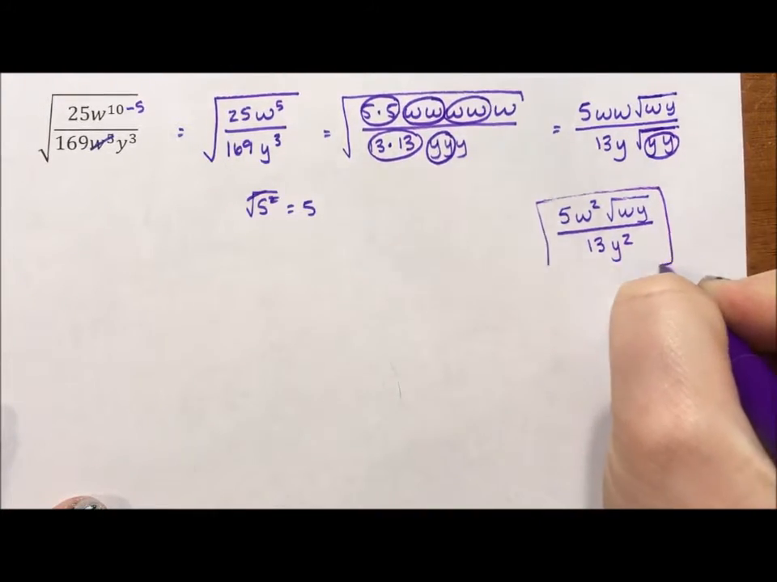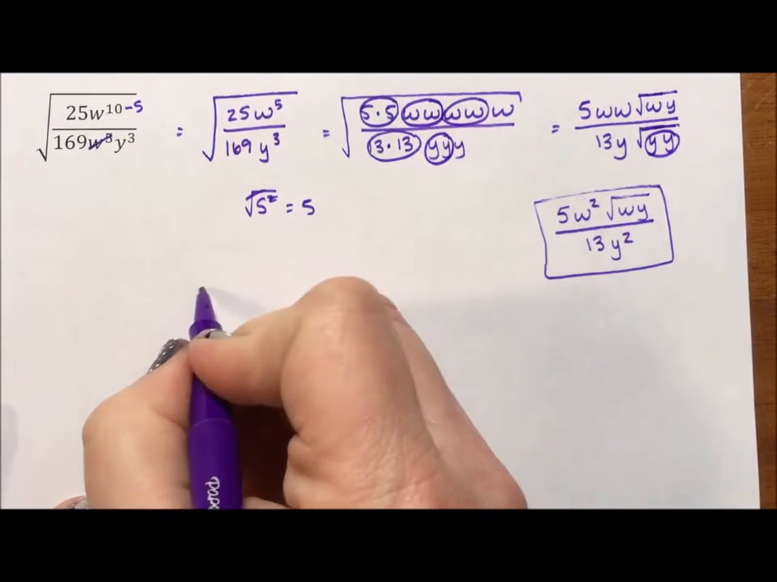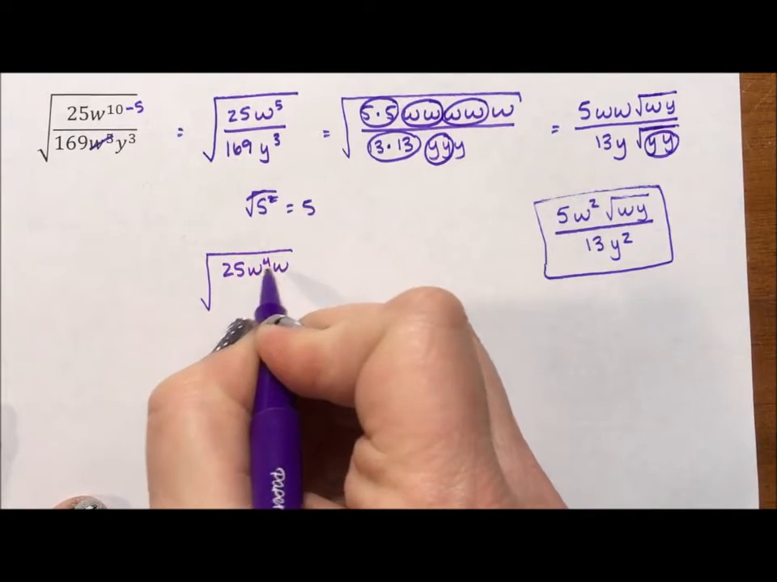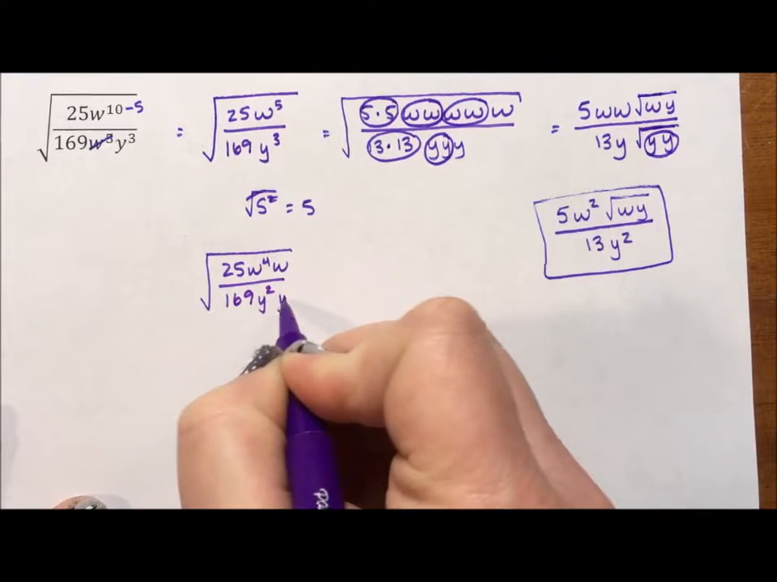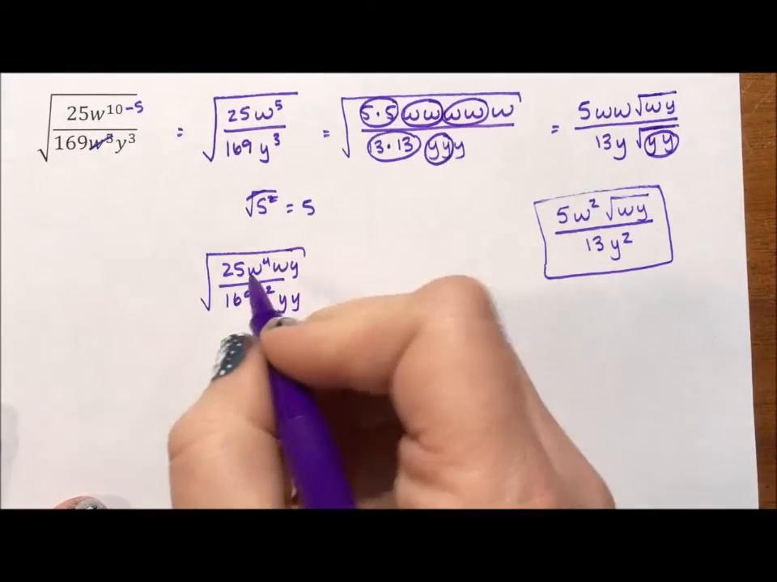Okay, now on a side note, I could have simplified this problem by rewriting it as 25w to the 4th w over 169y squared y. Note I needed another y to have 2 y squareds.